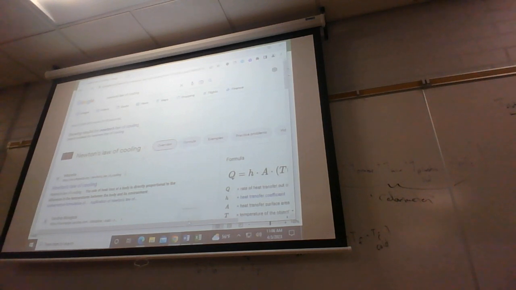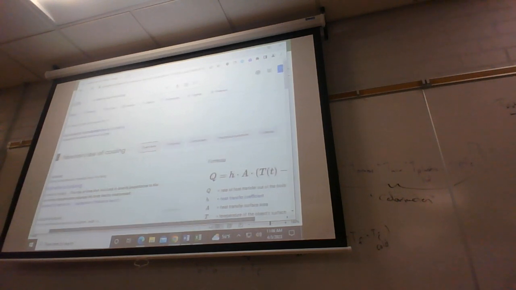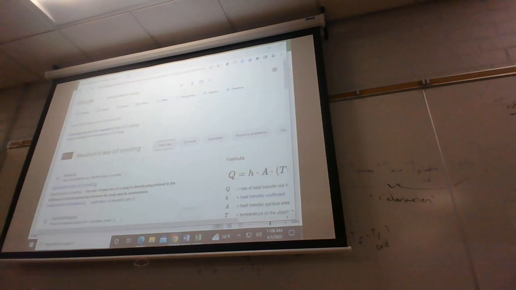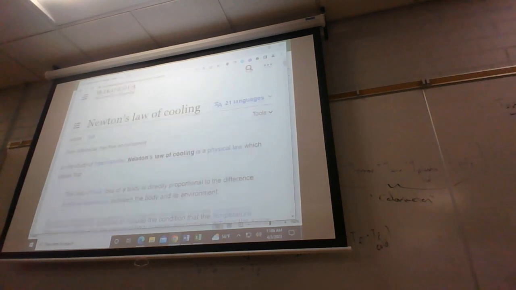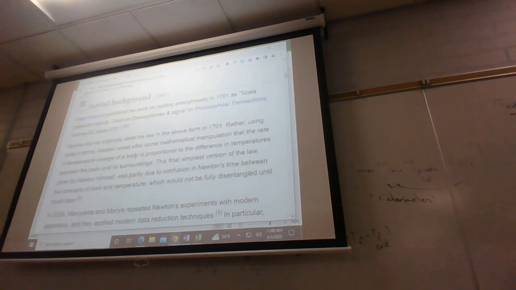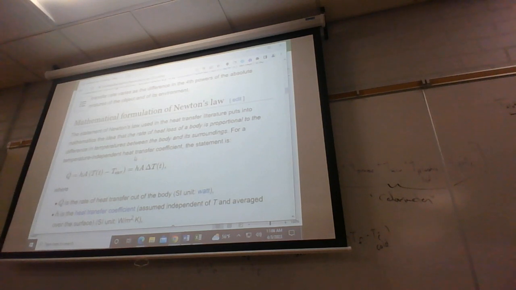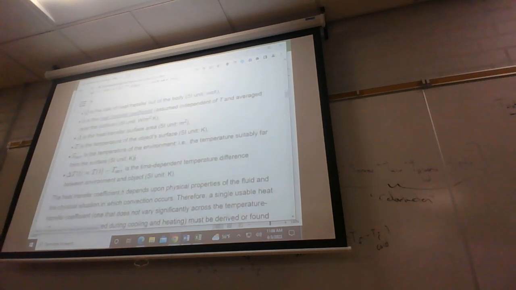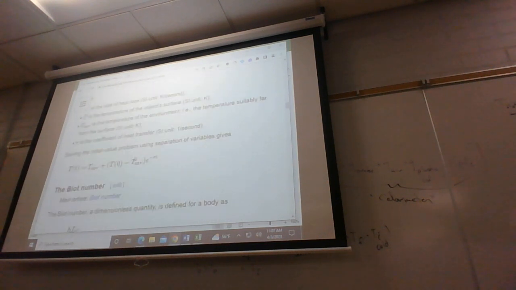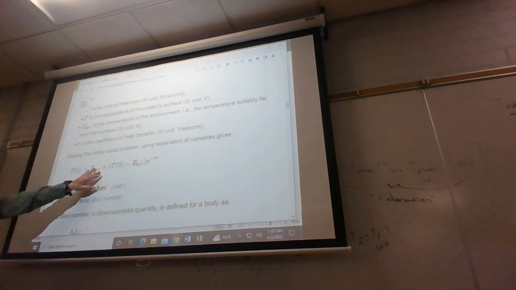I didn't know Newton had a law of cooling. Yeah, Newton's law of cooling: H times A times (T minus T_surroundings). And so we want to have this related to actual theory. And what does it look like? It looks like Newton's law of cooling is exponential with an extra factor, with a constant.